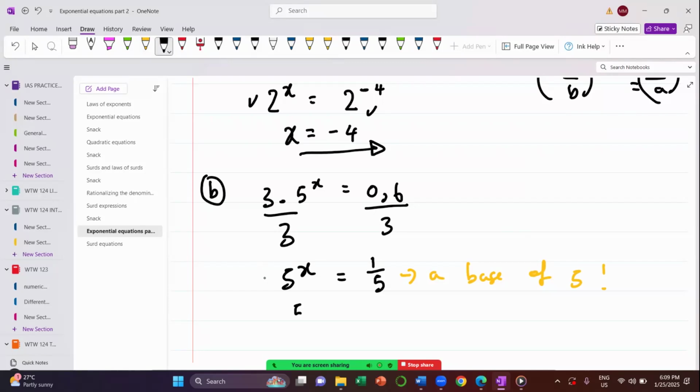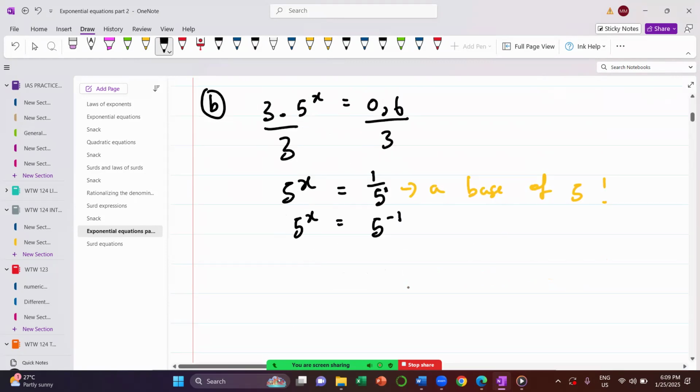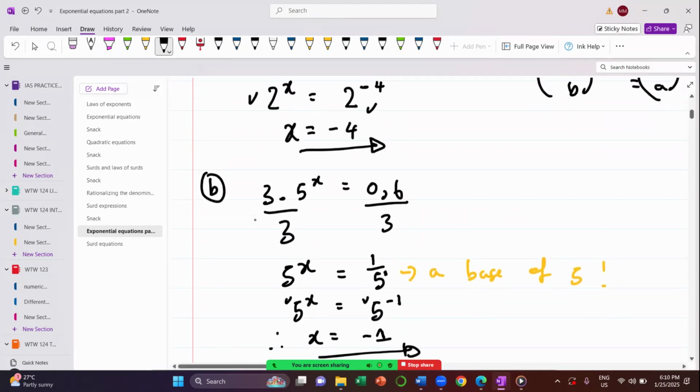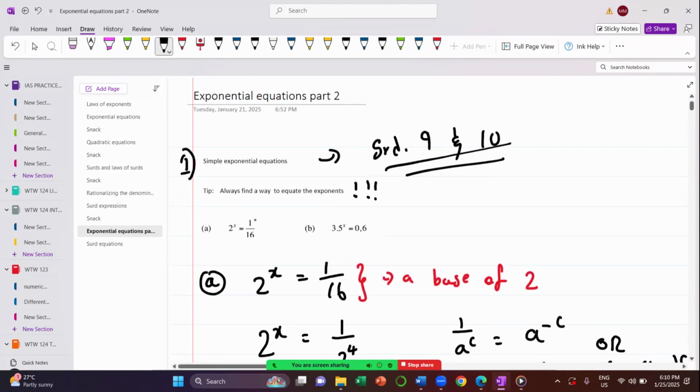So now I know that 5 to x, here I have an exponent of 1, right? So this is going to be 5 to exponent of what? Negative 1. Are you guys okay? Yes, sir. So x is equal to negative 1 because the bases are the same. I have 5 here and I have 5 there. Are you guys okay? Yes, sir.